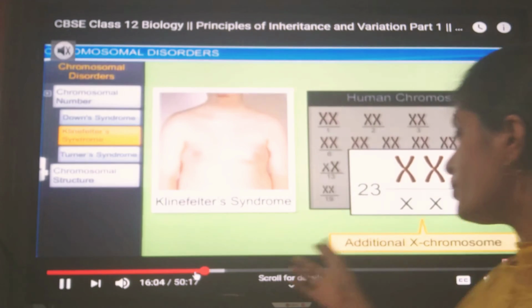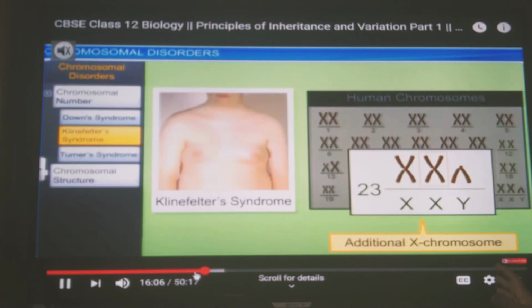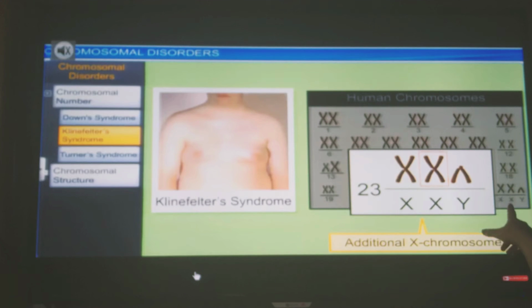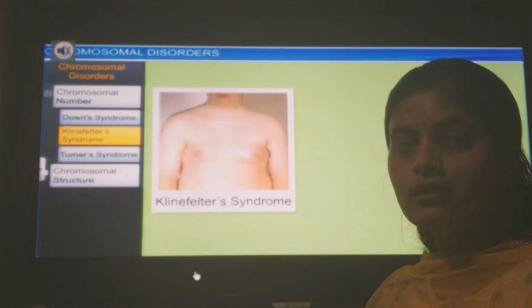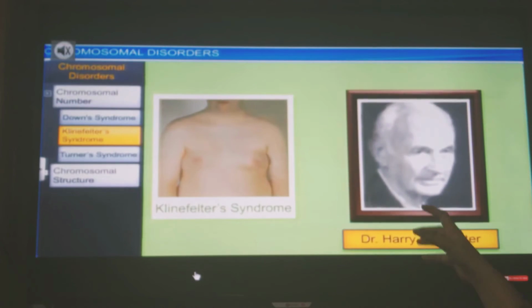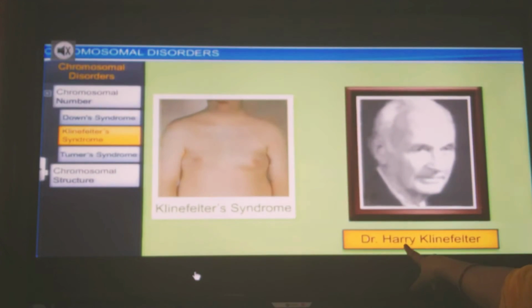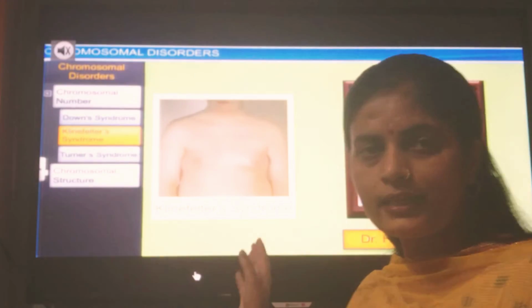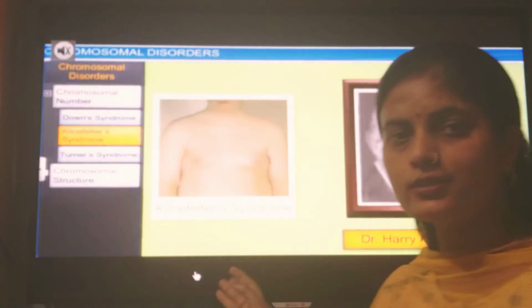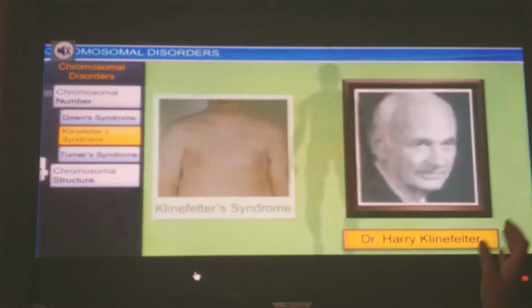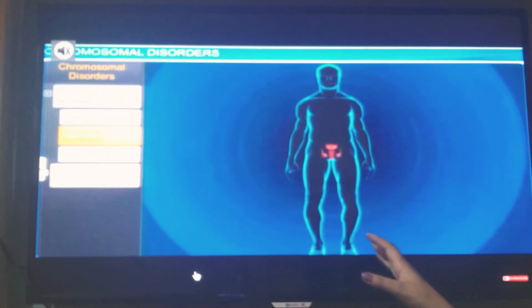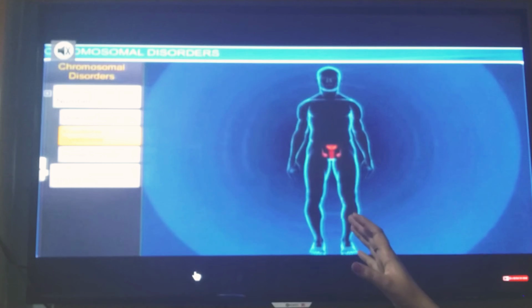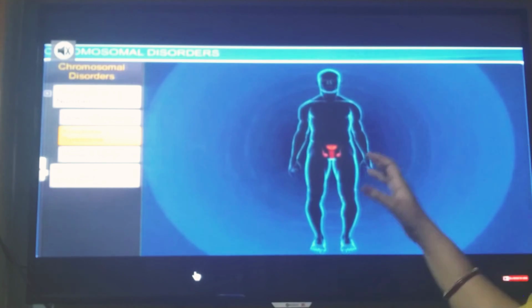This disorder would be called Klinefelter syndrome, and that means the 23rd pair, which represents the sex chromosomes, is involved. So what are the features? It was first discussed by Dr. Harry Klinefelter. The name of the scientist is not that important, but it was discussed first by him. The features which we find in Klinefelter syndrome are mentioned there. What are these symptoms?